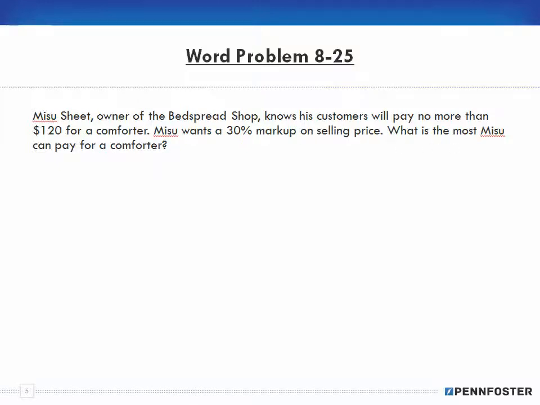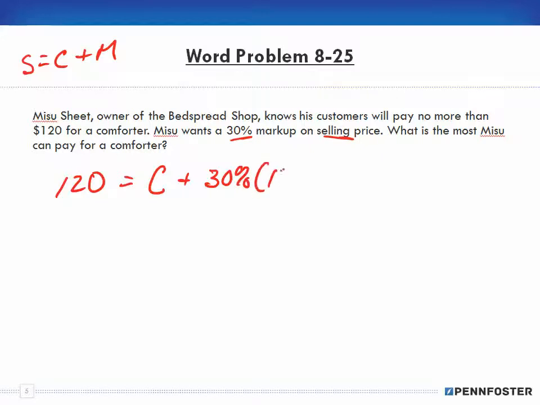Okay. So again, we're looking at selling price is equal to cost plus the markup. And if we know his customers will pay no more than $120, so that's the selling price. And we want to know how much he can pay for the comforter. Well, that's our cost. And 30% markup based upon the selling price, so that's 30% of the 120. And all there is is just doing the math for this.